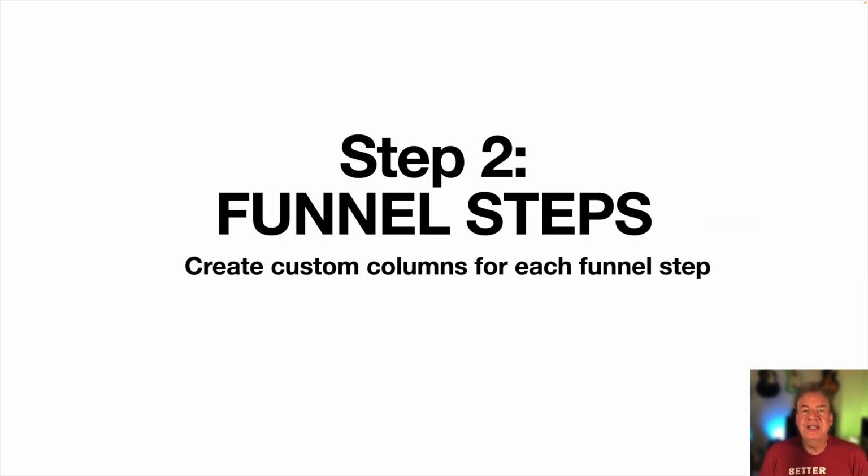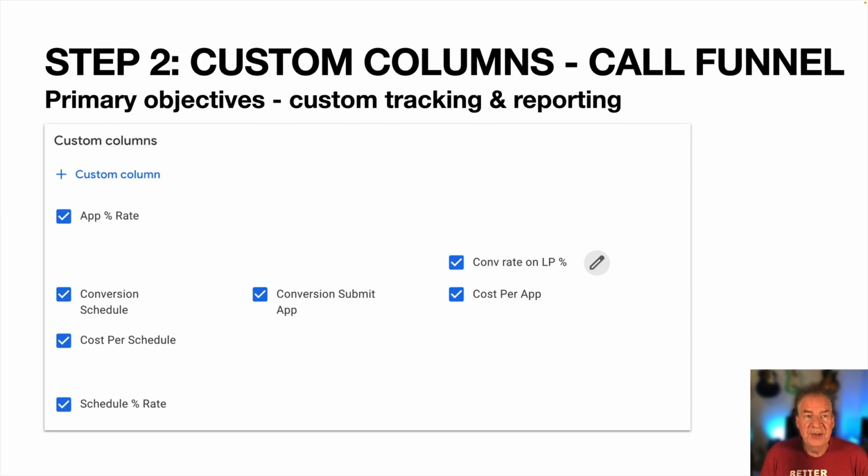That means we can actually now, where everything is verified, move to step 2. So don't go to step 2 without step 1, guys and gals. And that's where we're going to create the custom columns and these metrics for each funnel step. So the first thing to do is to actually find out what are the particular options that you want to track. Here we have the application rate, the conversion rate on the landing page, cost per app, conversion schedule, cost per schedule, schedule rate, conversion submit app. All of these are the essentials that we want to track in this example.